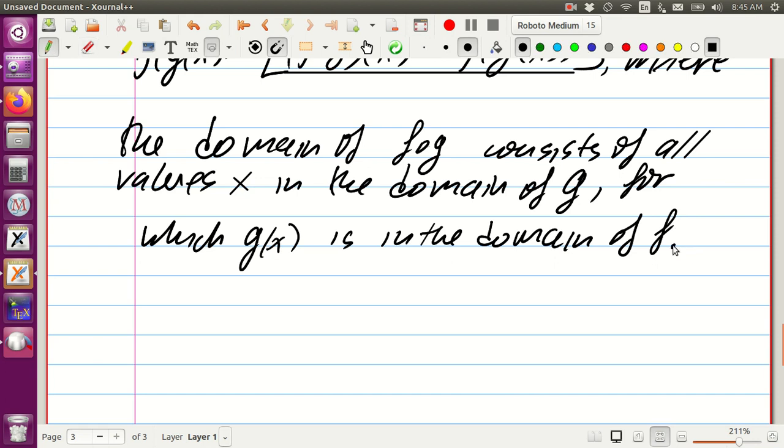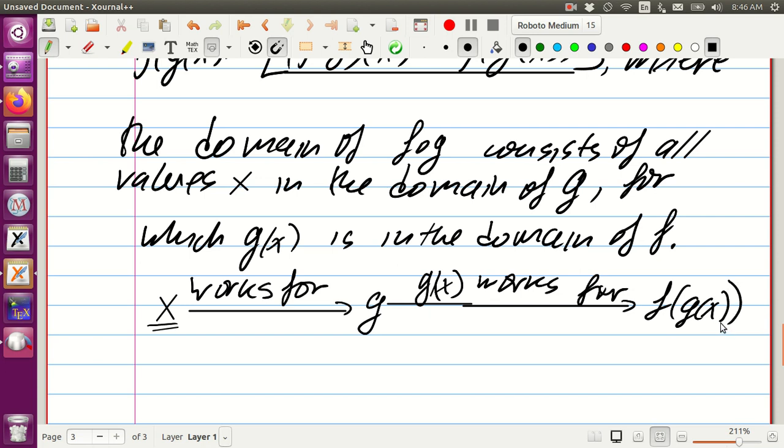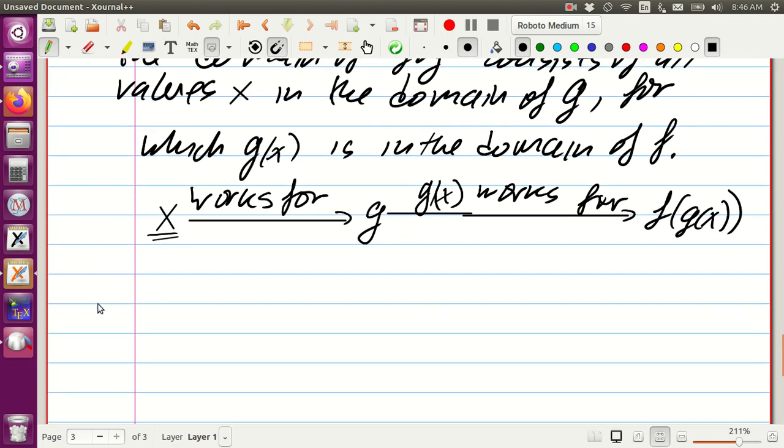So what do we mean by this? If we take x that works for g, we can calculate g of x that should work for f. All right, so first we want to find all of the x's that work for g such that g of x works for f, because we want to calculate f of g of x. Not that easy to understand, but again, we can discuss it in class.